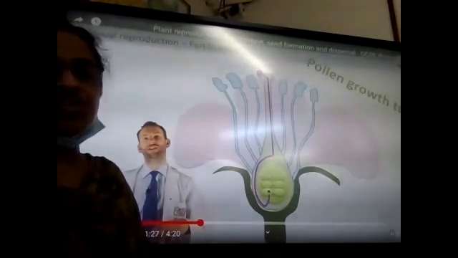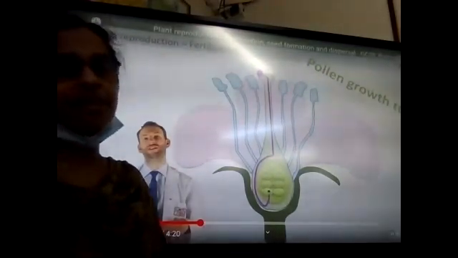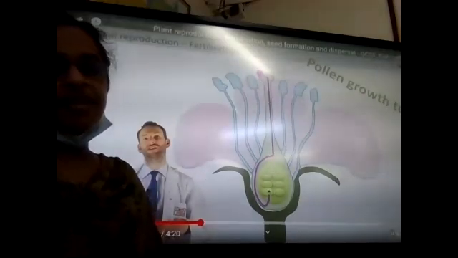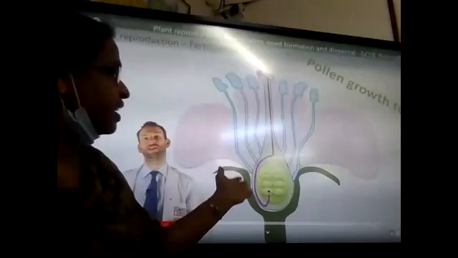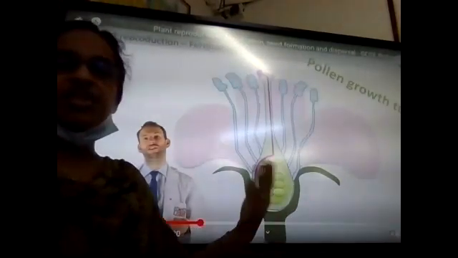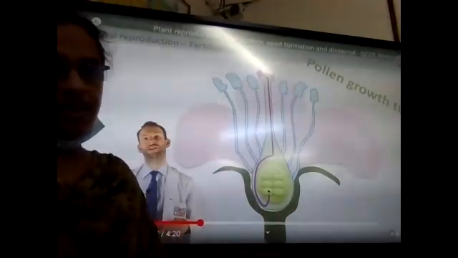So how many seeds can there be? Six seeds can be made, because six pollens can fertilize six ovules. So six seeds can be made.